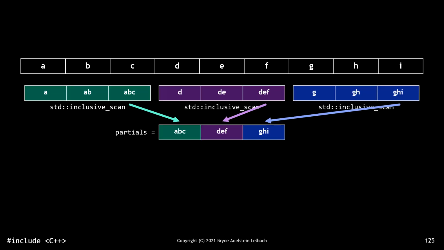Assignments to partials from different tiles may happen concurrently, but that's fine. Each tile uses a different and unique slot in partials, and no one reads from partials yet, so there's no data race here.